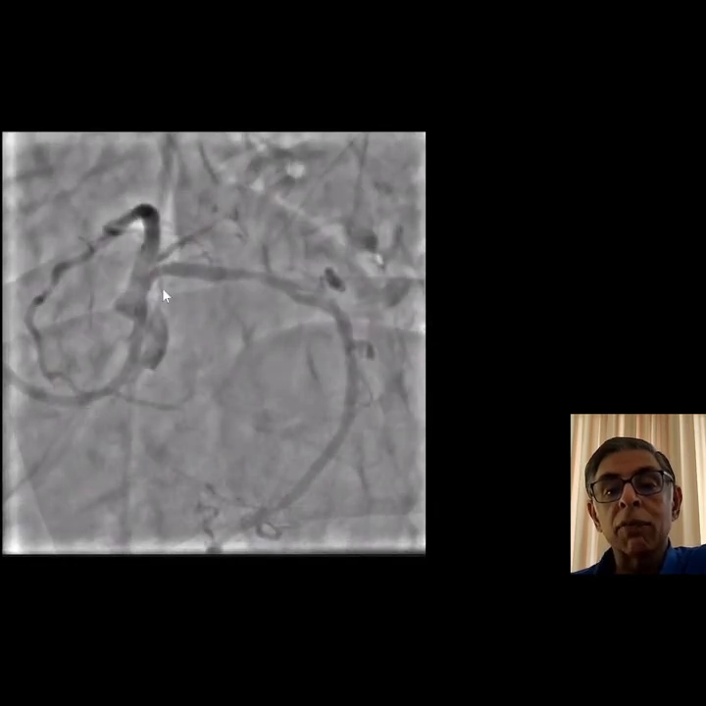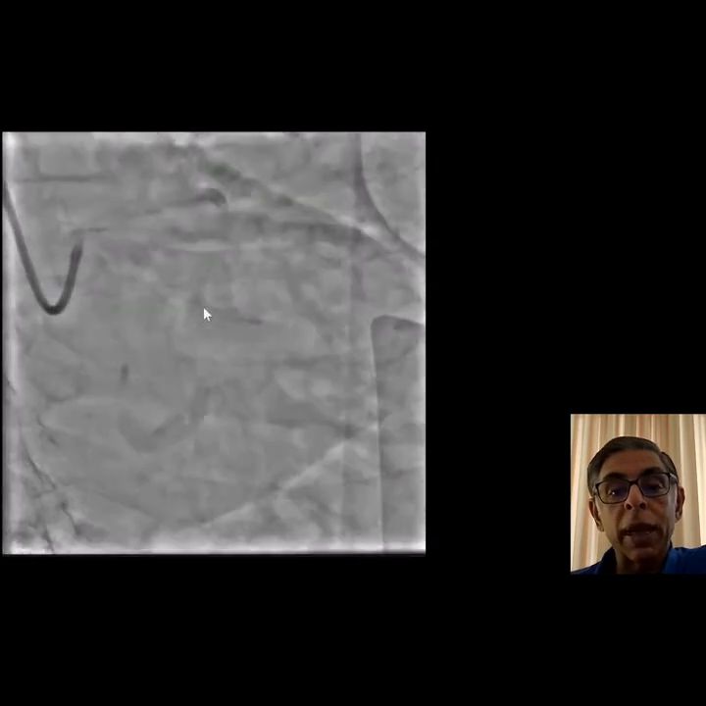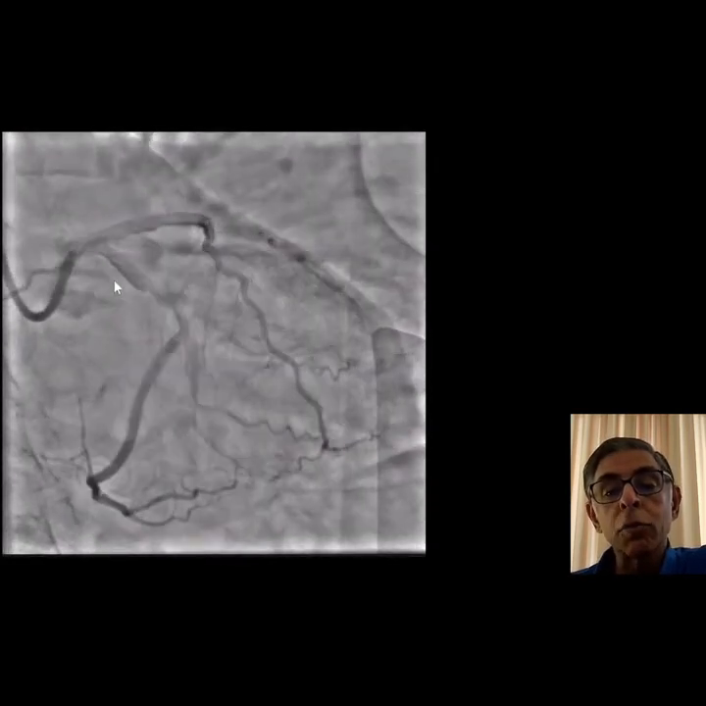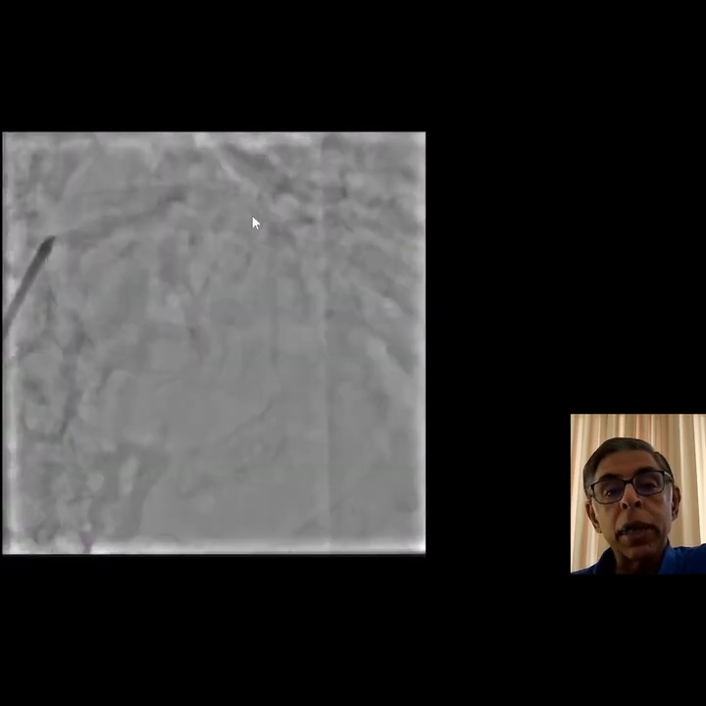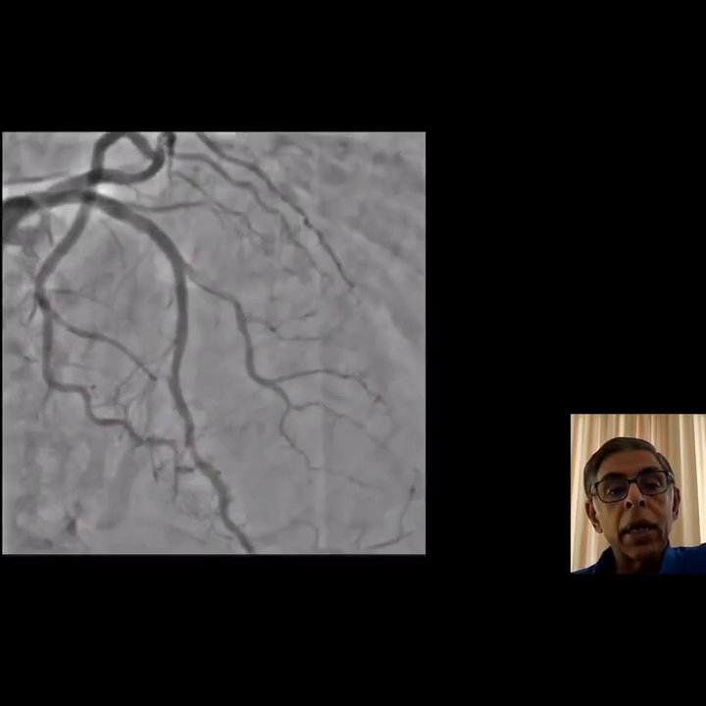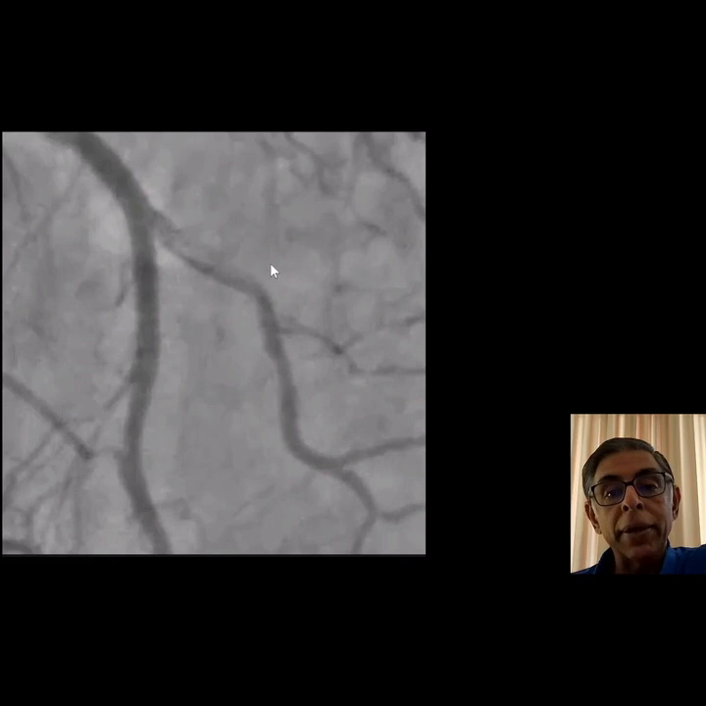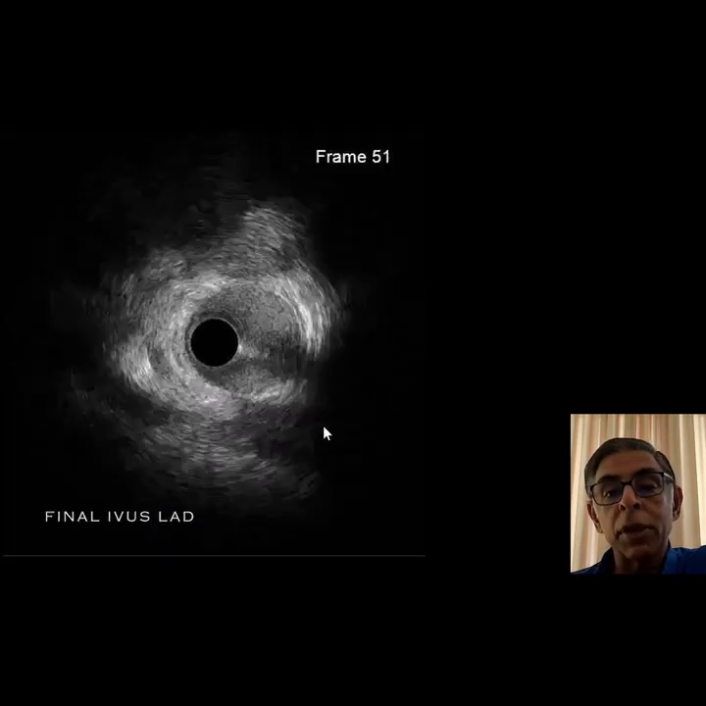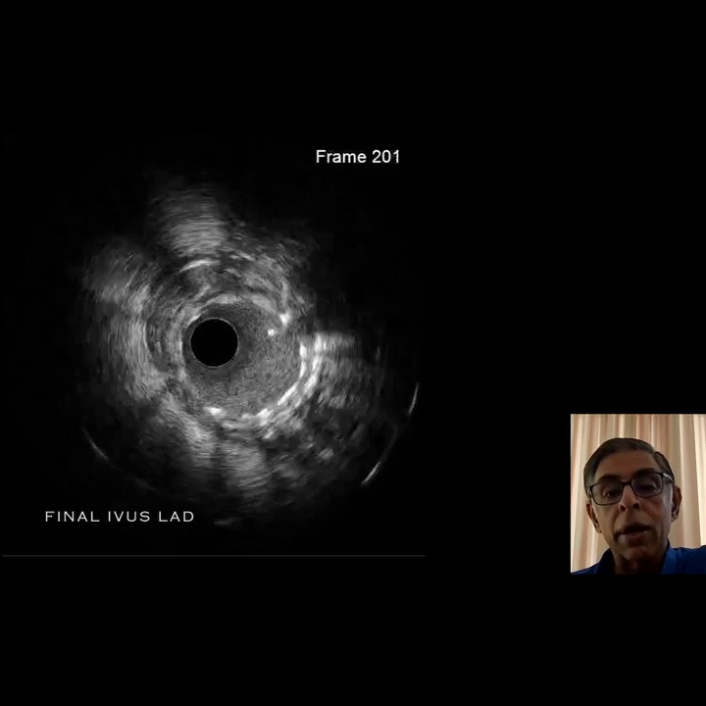You can see that the circumflex is not perfect. We expect that. That's the side of the nodule, but still not too bad. The LAD looks pretty good. The diagonal is patent, although dissected, but these dissections almost always heal up. There is TIMI 3 flow, and this is now IVUS examination of the LAD.